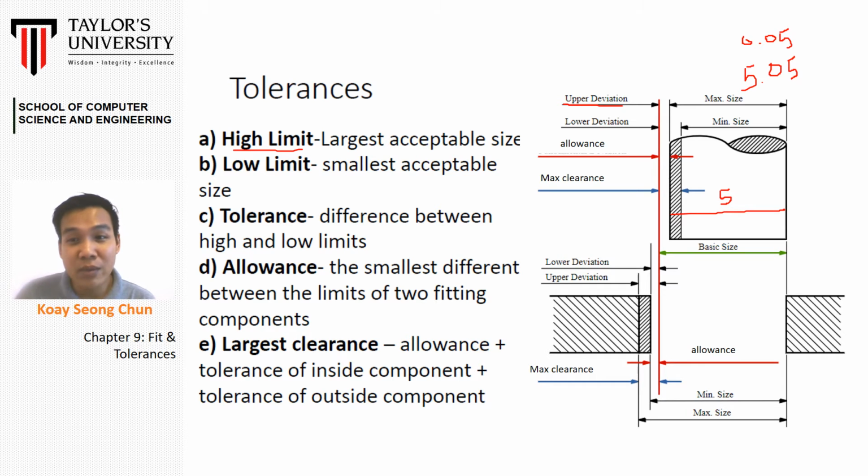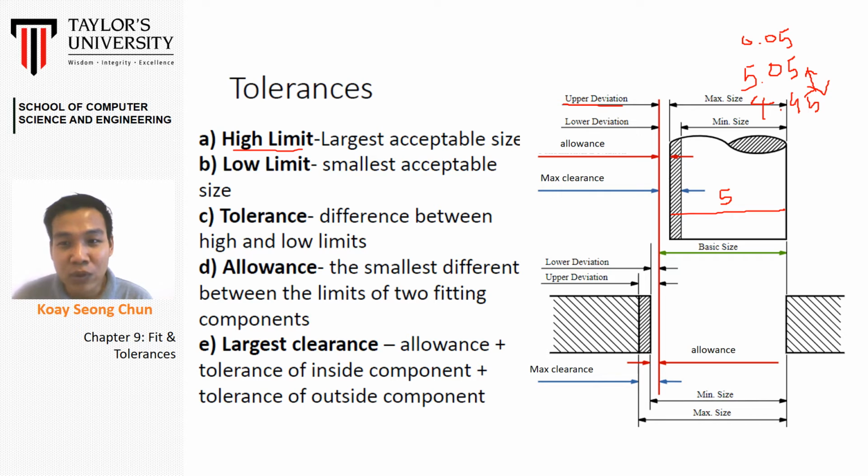So my low limit is the minimum size of the shaft I can accept. So it will be 4.95. So this is what is meant by high limit and low limit. And what is the tolerance? The tolerance is the size between the smallest and the biggest limit. So this will be my tolerance.